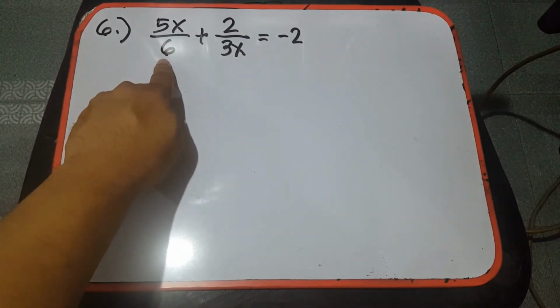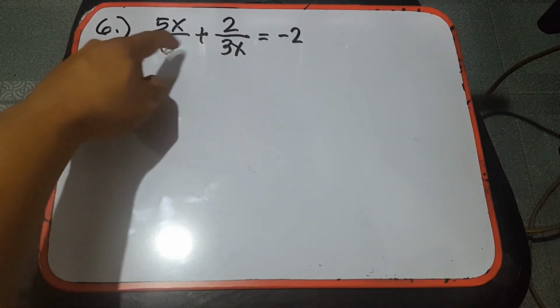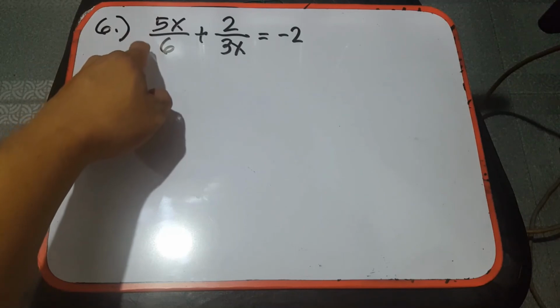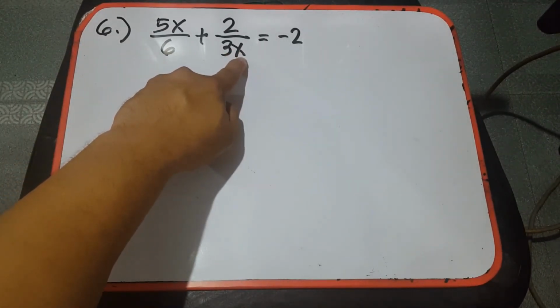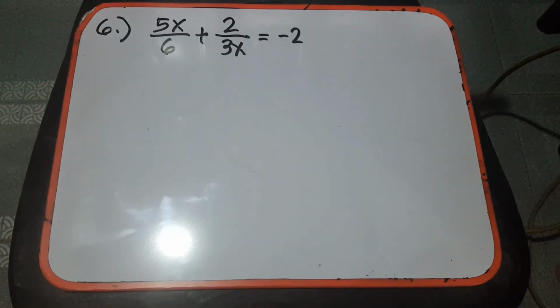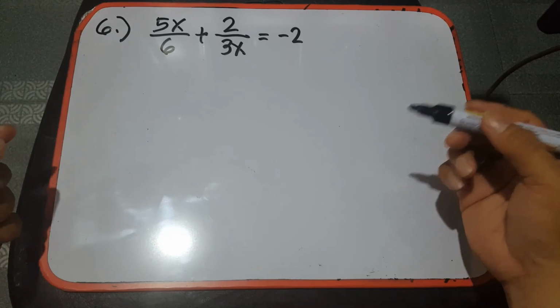6 is exactly divisible by 3. So that's why we'll get 6 as the LCD. But since x is another denominator, we will include also x in the LCD. So that's why the LCD is 6x.